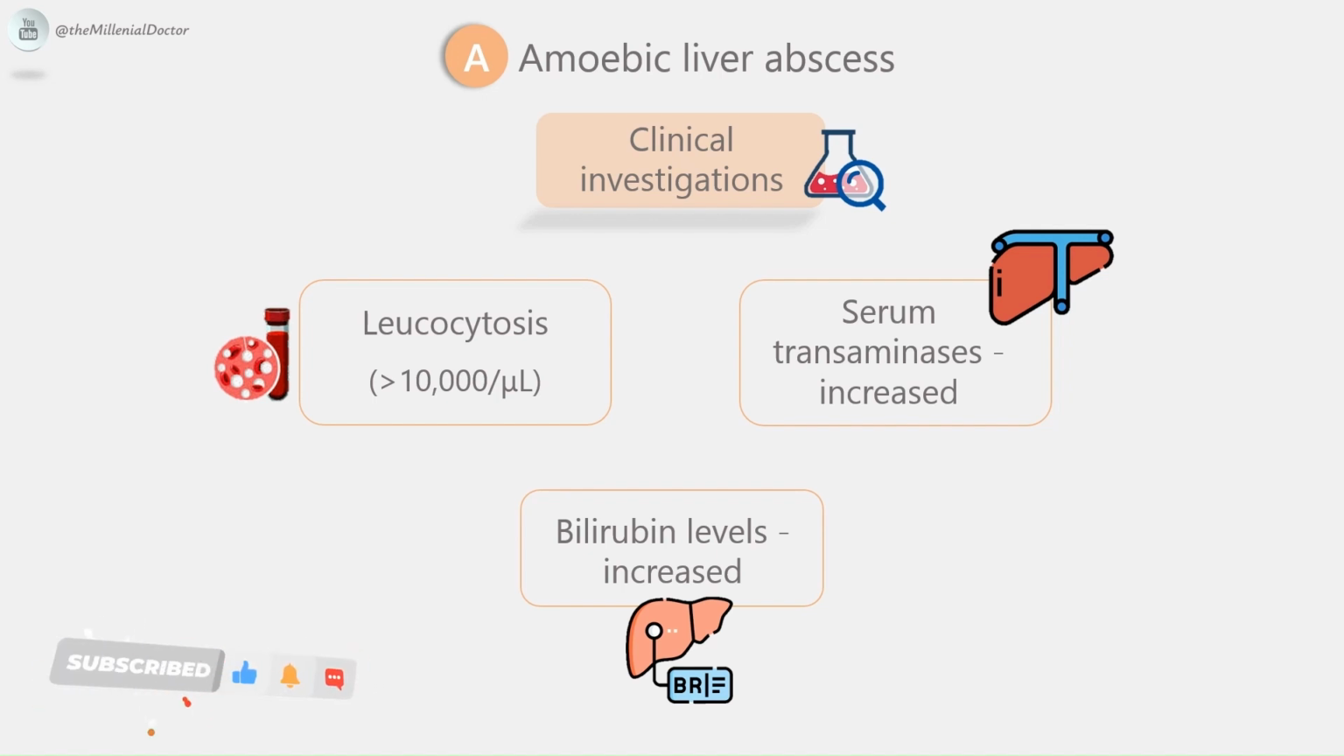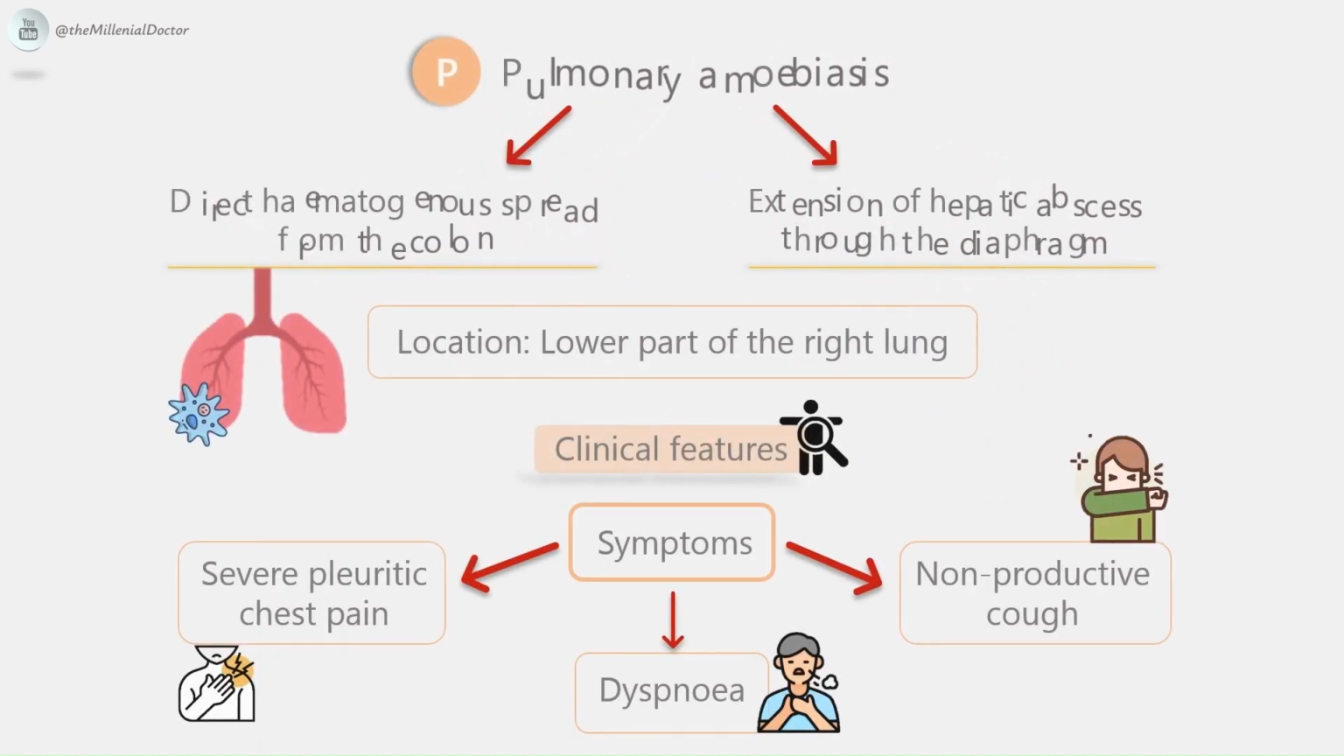Untreated abscesses tend to rupture into the adjacent tissues through the diaphragm into the lung or pleural cavity, pericardium, peritoneal cavity, stomach, intestine or inferior vena cava, or externally through abdominal wall and skin. Amoebic liver abscess is 10 times more frequent in adults than in children and 3 times more frequent in males than in females. Next, pulmonary amoebiasis.